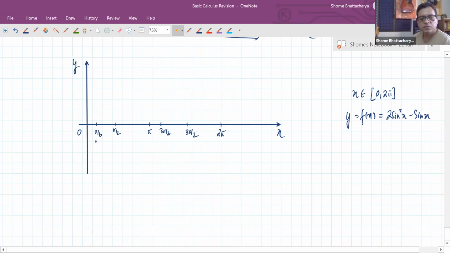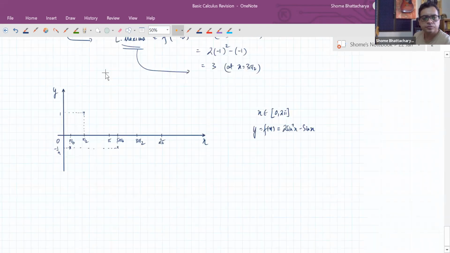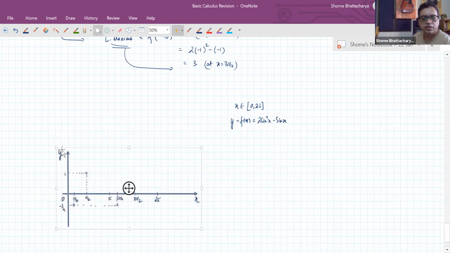So it was having a local minima of minus 1 by 4 here. And again, a local minima of minus 1 by 4 here. So it will be 5 pi by 6. Whereas it had a local maxima of 1, that's, let's say, somewhere here. And it had a larger local maxima. So let me just try and adjust this a little, so that I can draw a more accurate version of the graph.